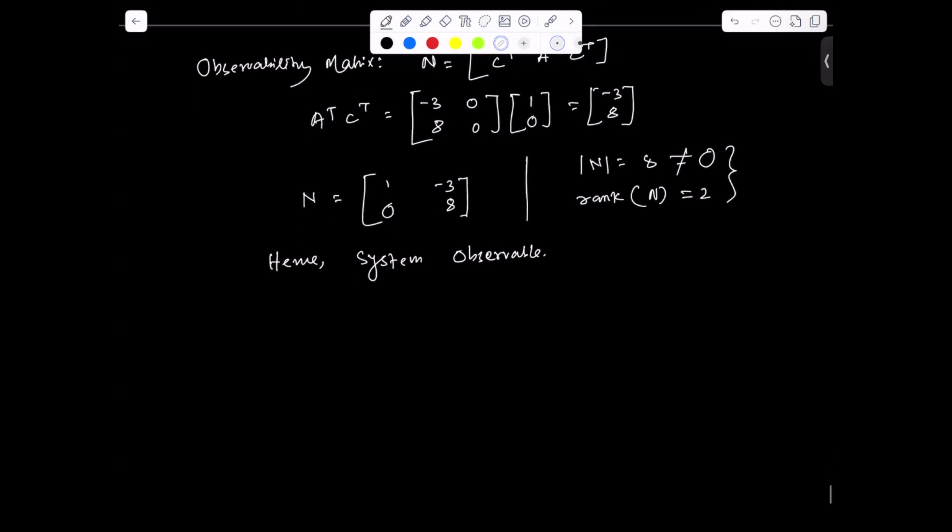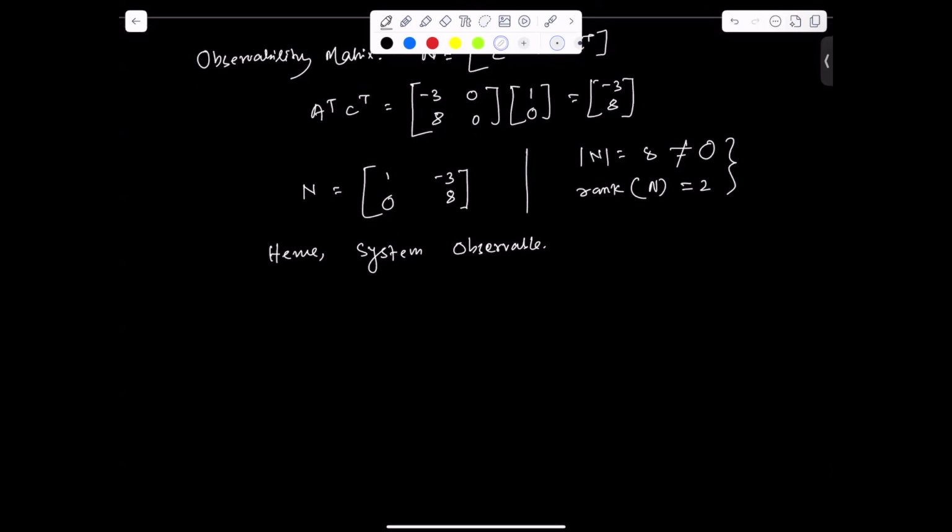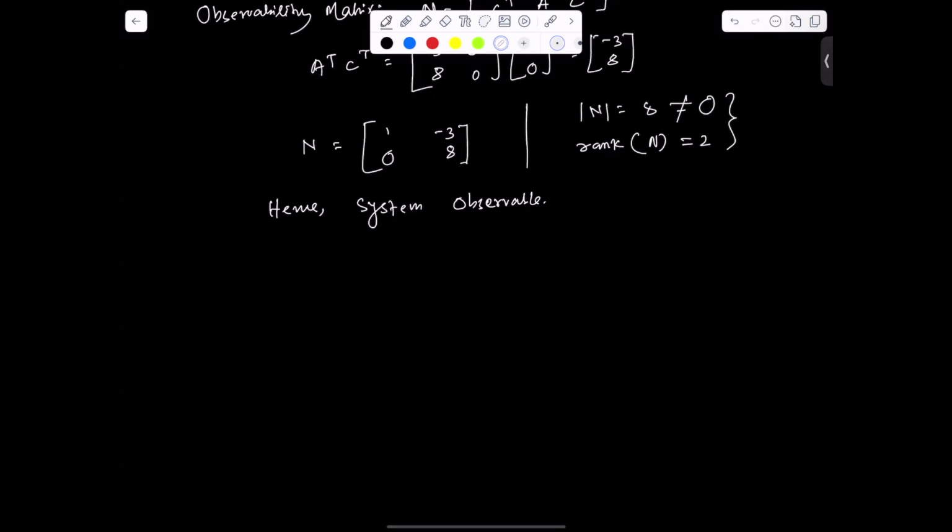Now we'll find the characteristic equation of the error system. We know the observer dynamics from the mathematical formulation of the observer design. We have the error dynamics e dot equal to Ao e, where Ao is A minus LC. This is the error dynamics we found in the last lecture.